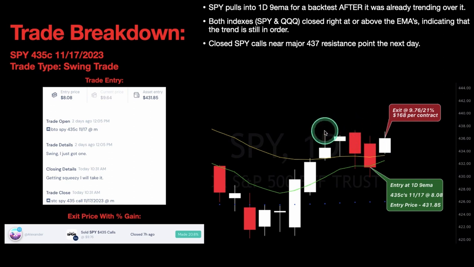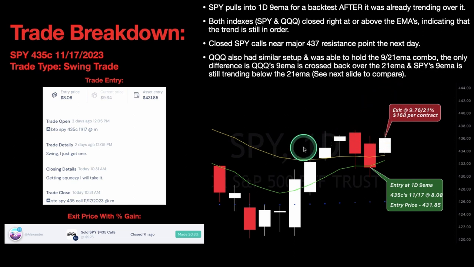That's going to be like right here. And we're kind of still right at that as we speak right now. Pretty strong resistance. Once we get over that, there's going to be nice upside. So like I said, QQQ also had a similar setup and was able to hold the 9 and 21 EMA combo. The only difference is QQQ's 9 EMA was crossed over the 21, and SPY's 9 EMA is still trending below the 21. So this is the 9. Here's the 21. SPY's is still trending just a little bit below. So maybe once we actually get the cross over the 9 over the 21, that could indicate a nice trend shift. QQQ's 9 EMA is already crossed over the 21. It has been for a couple days.